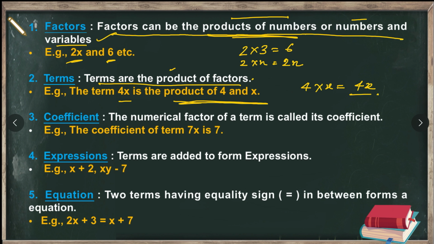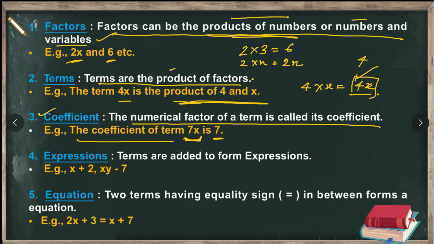Next one is coefficient. The numerical factor of a term is called the coefficient. If you write any term, and in that term you have a numerical value, that numerical value will be the coefficient of that term. For example, the coefficient of the term 7x is 7, as the numerical value here is 7. In a similar way, we have this 4x. The coefficient of the term 4x is the numerical value, which is 4. So whatever the numerical value is there, that will be the coefficient of that term.